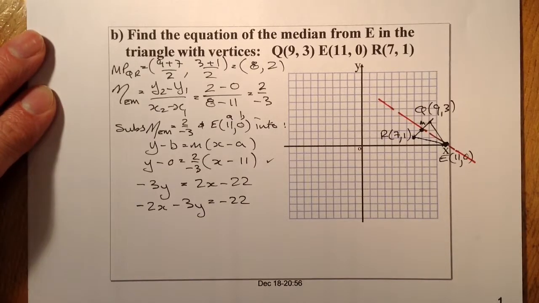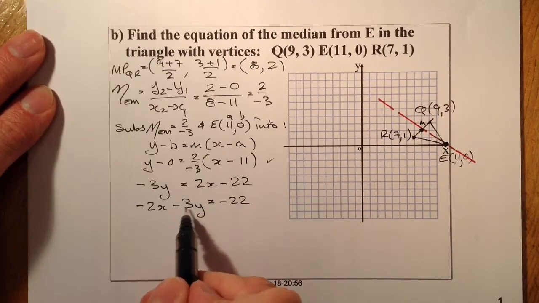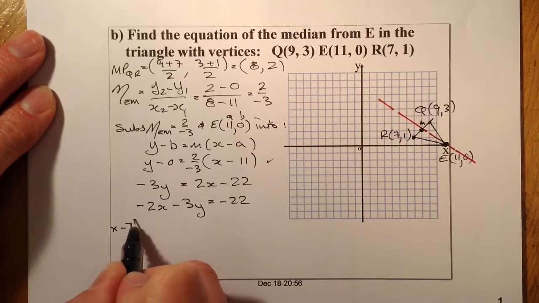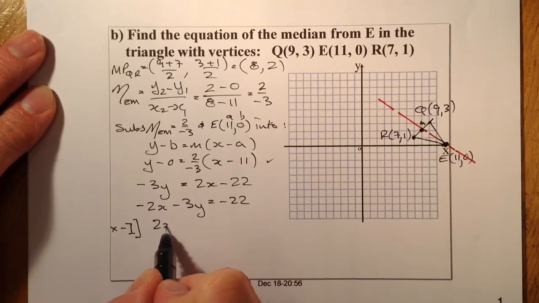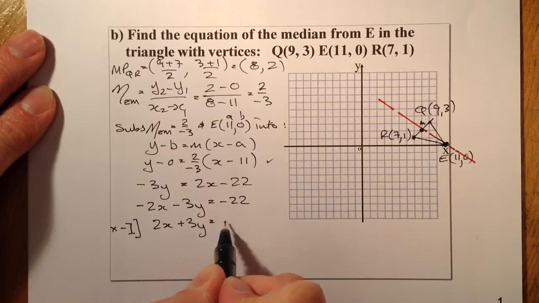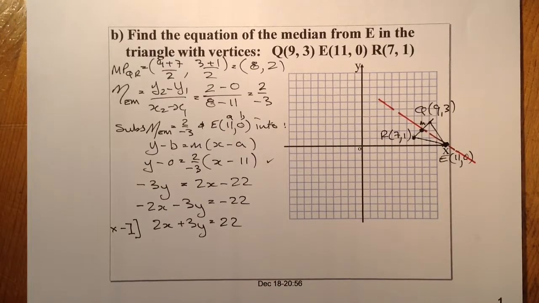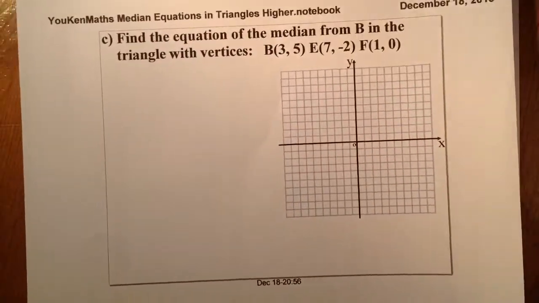I'll take the 2x over to this side, gives me minus 2x, minus 3y is equal to minus 22. And what I could do just to try and tidy that up a bit, because I've got minus signs all over the place here, is times it by minus 1. If I times by minus 1, that gives me 2x plus 3y is equal to 22. Okay, and that's the equation of the median in a form where I can use simultaneous equations. Right, on to the third question here.